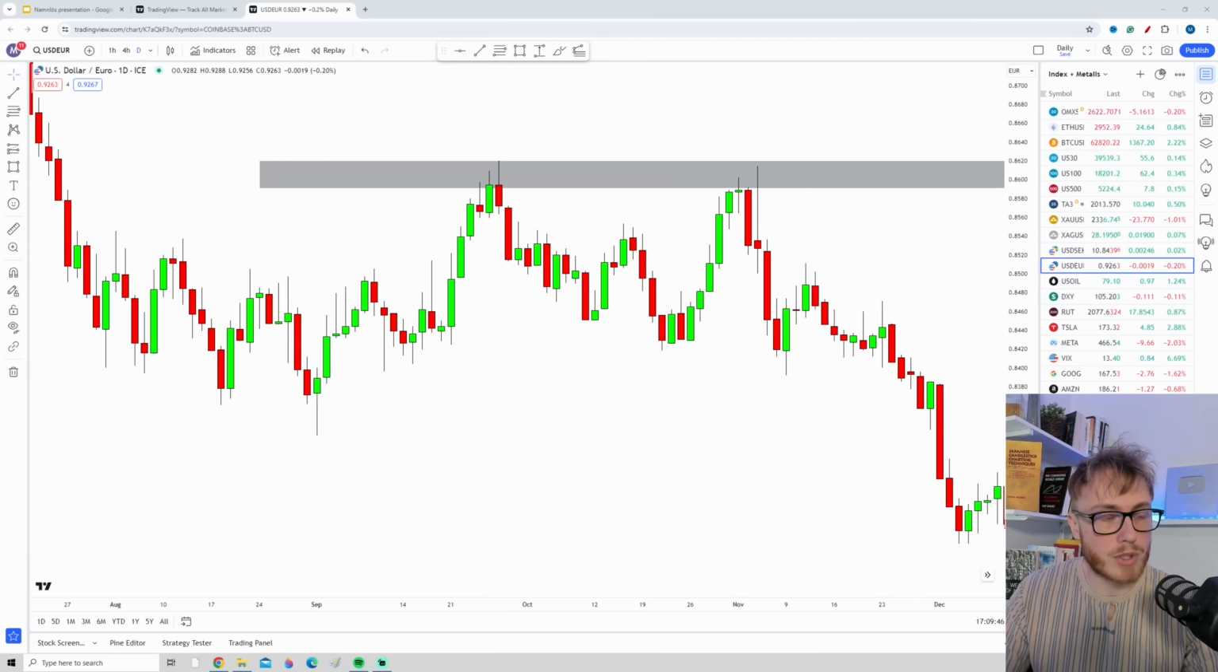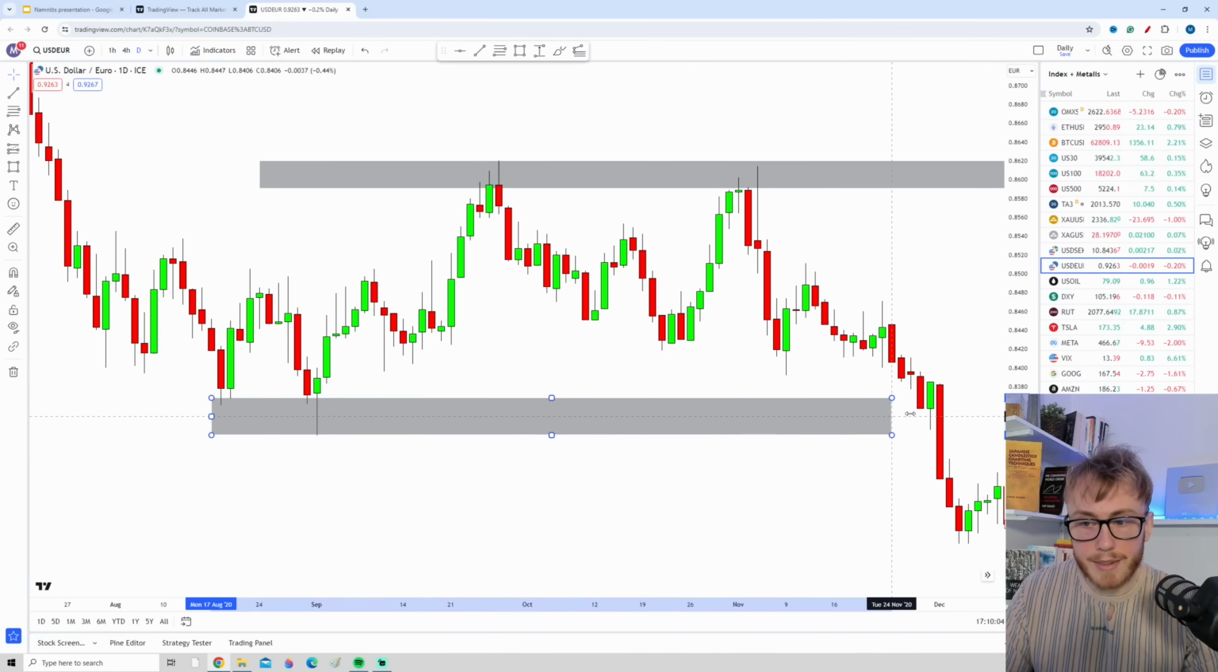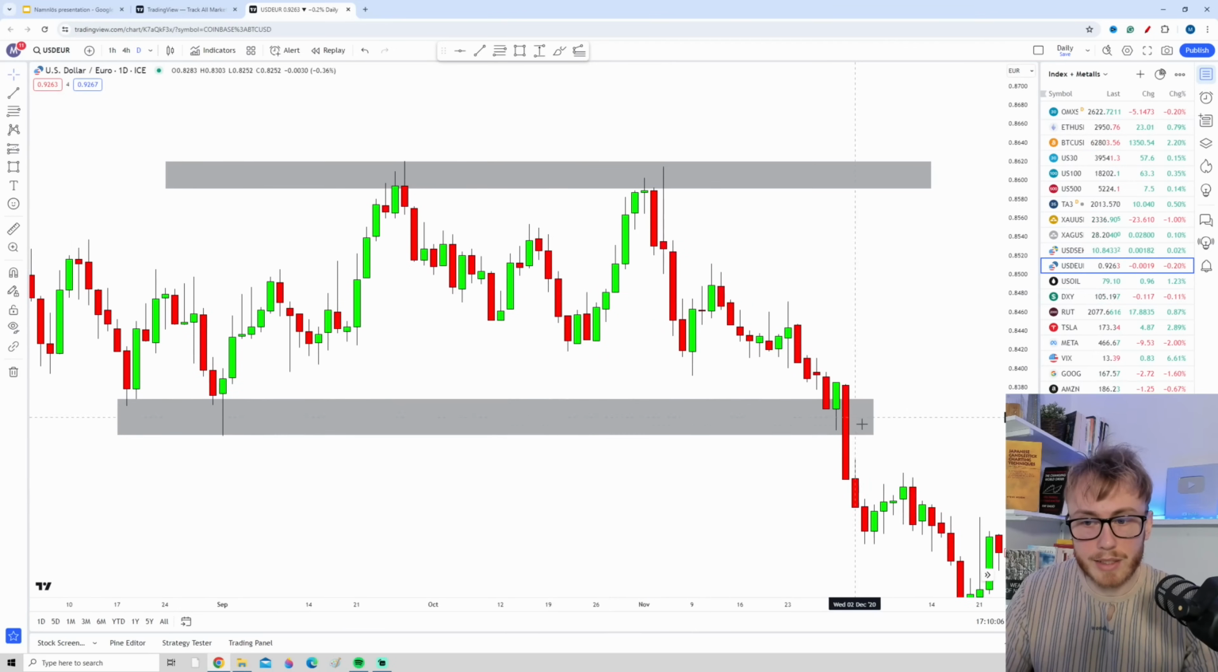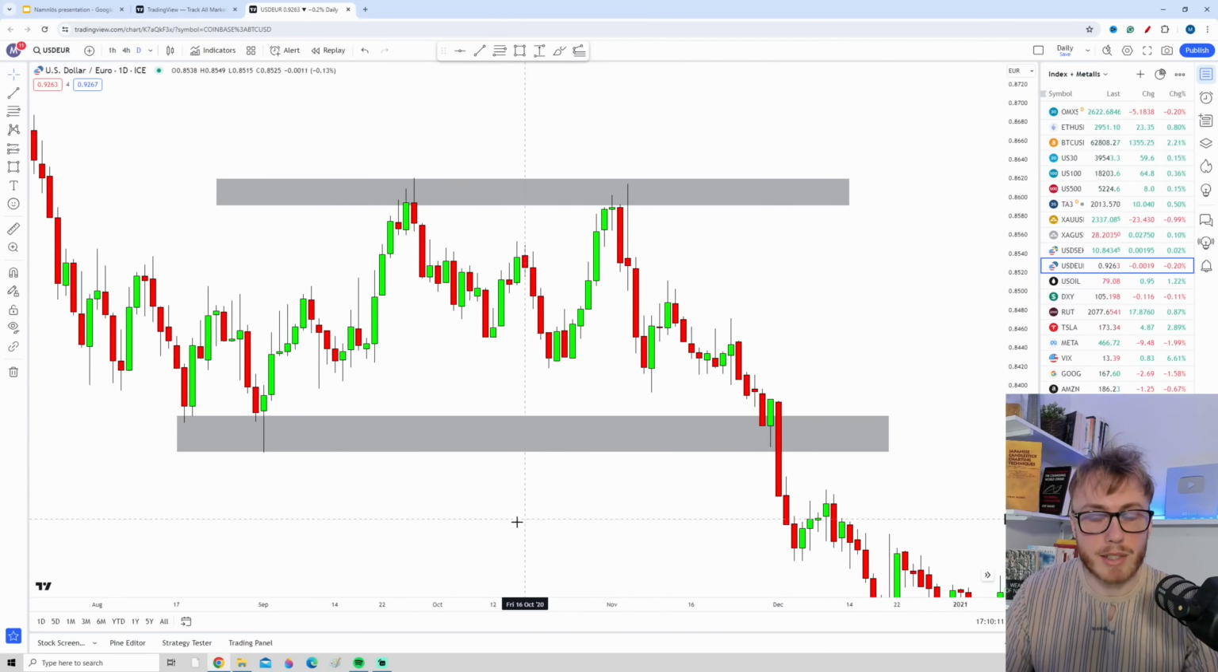So when we draw our zone, we once again choose our rectangle tool. We are sure that we want to include this low right here, so we include that low. We also want to include the lowest point of this move. We could also include the green candle, the candle that bounced right there, and then we draw our zone to the right. So this is how I would draw this trading range right here.